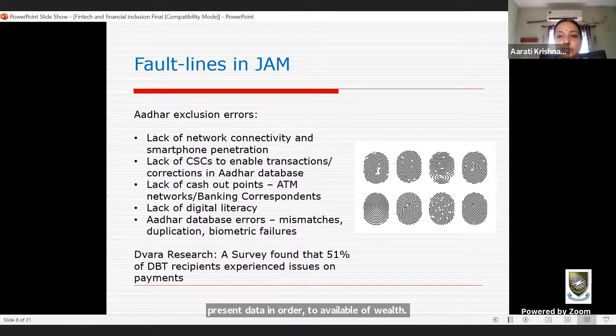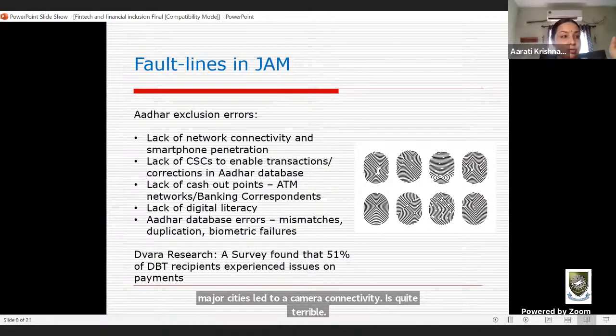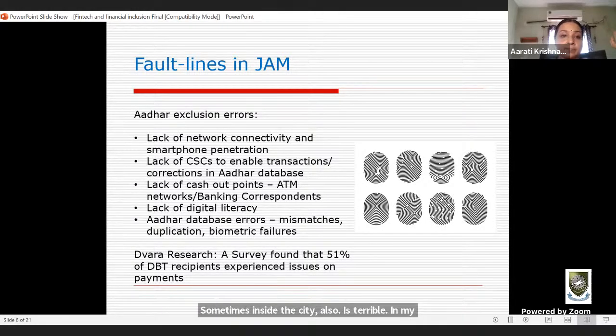We all know that once you step outside the major cities, network connectivity is quite terrible. Sometimes inside the city also it is terrible. In my house also I have to go to the balcony to speak sometimes because the network is so bad. So when network connectivity is such an issue, relying so much on smartphones and mobile data, etc., leads to exclusion errors. To enable people in rural areas, who may not have a computer or smartphone at home, to access these services, the government has authorized CSCs, computerized servicing centers. But the CSCs also sometimes do not function properly and people are forced to travel long distances to get their related work completed.